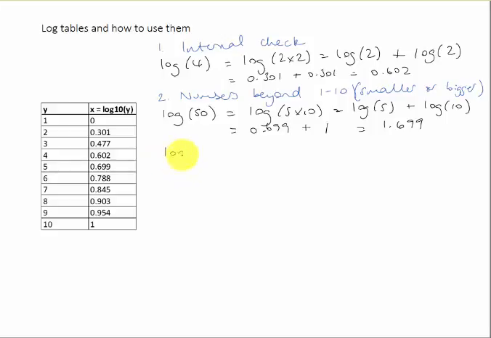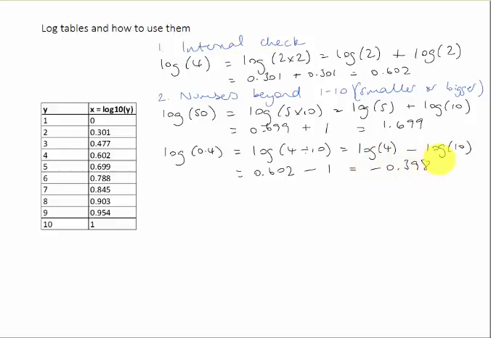Similarly, if we wanted to know the log of, for example, 0.4, that is the logarithm of 4 divided by 10. So that's the logarithm of 4 minus the logarithm of 10. The log of 4 is 0.602, we've just established, minus 1. So let me just calculate that, 0.602 minus 1 is minus 0.398.